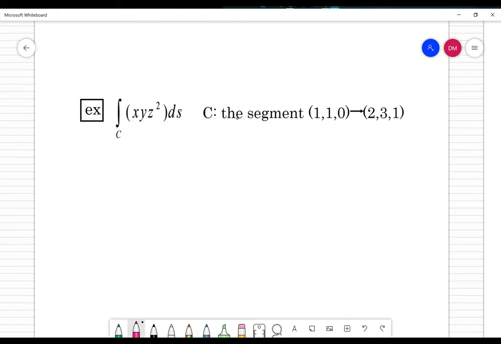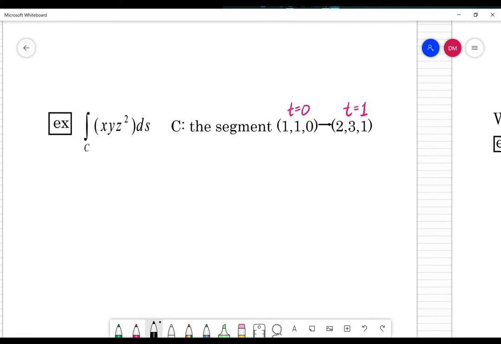One thing that will be helpful when we do lines in three dimensions is to call the initial point t equals 0 and the terminal point t equals 1. We have to define bounds for t, so that makes the most sense, and then figure out what that parametric equation will look like, given that we know how to write parametric equations for lines in space. So t is going to range from 0 to 1 like usual.